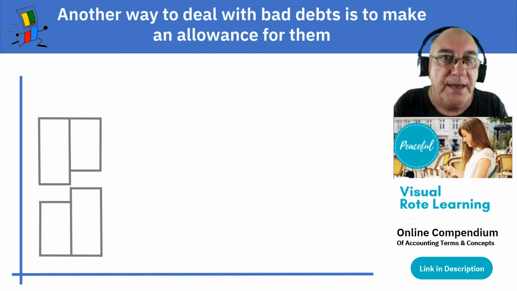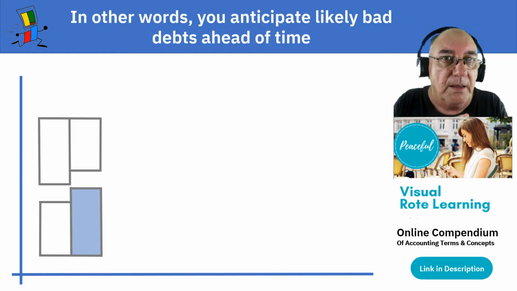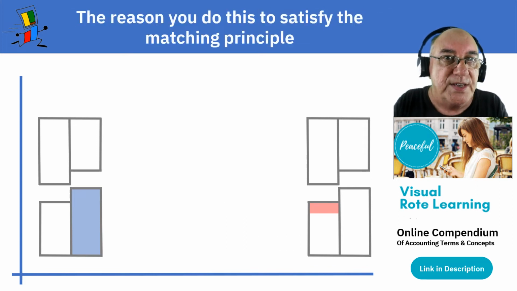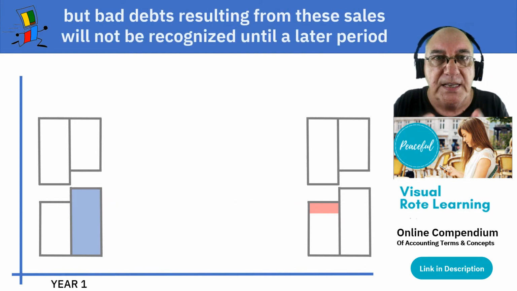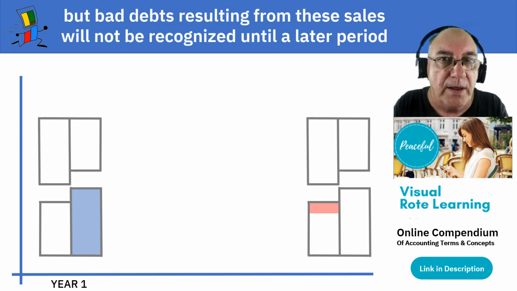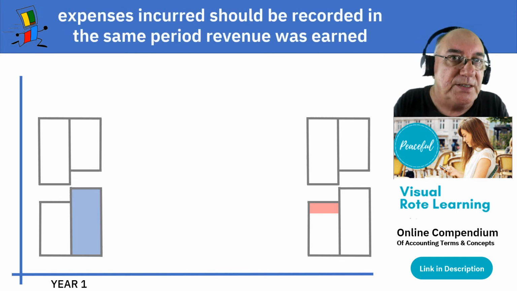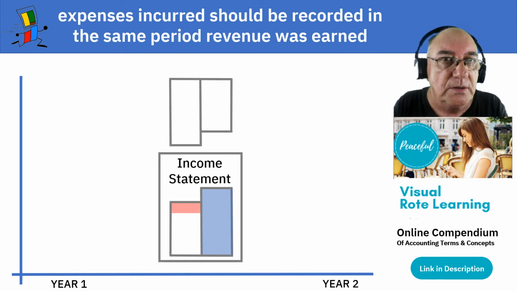Another way to deal with bad debts is to make an allowance for them when the sales are made. In other words, you anticipate likely bad debts ahead of time. The reason you do this is to satisfy the matching principle. Sales may be made in one accounting period, but bad debts resulting from these sales will not be recognised until a later period. In accordance with the matching principle, expenses incurred should be recorded in the period revenue was earned.